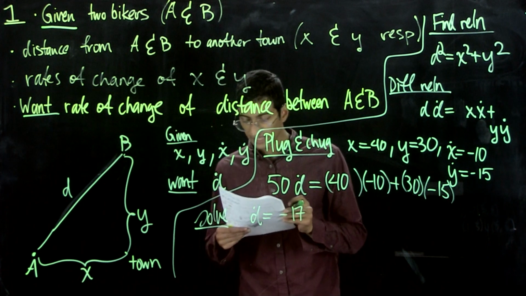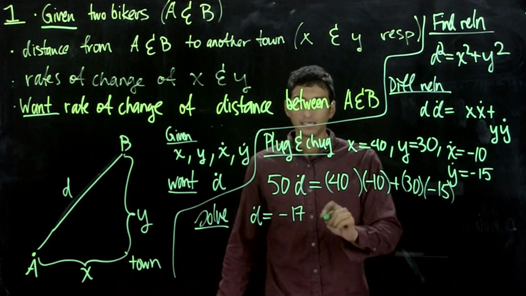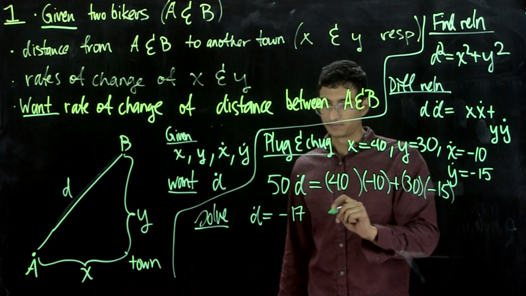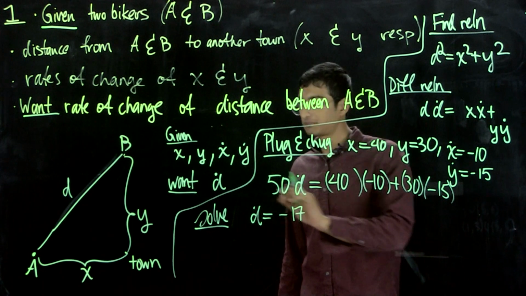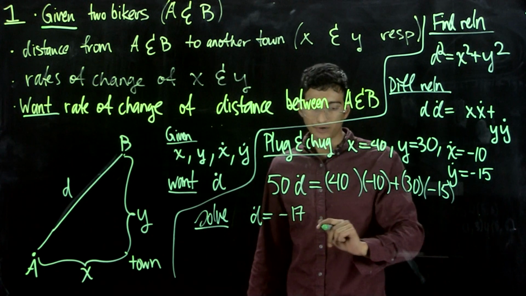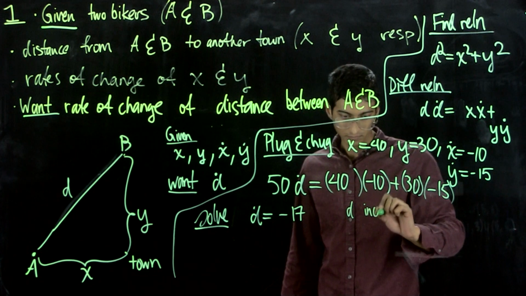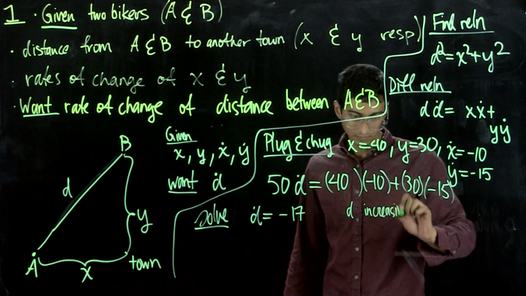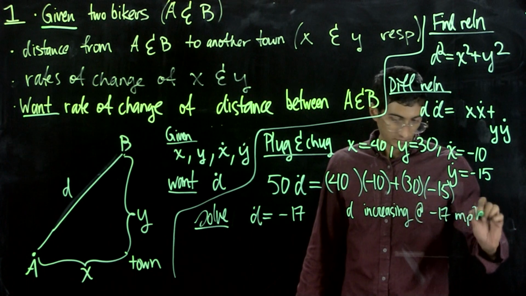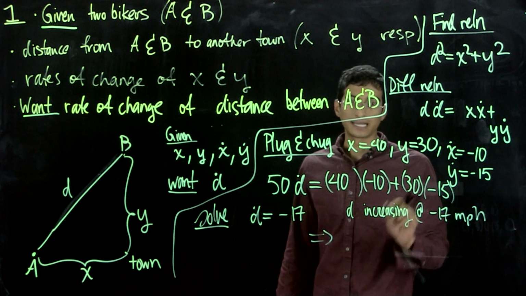And the question specifically asks, how fast is the distance decreasing? Here I've given the rate of change of increasing. So the distance between A and B is increasing at negative 17 miles an hour. So that means that D is decreasing at 17 miles an hour.